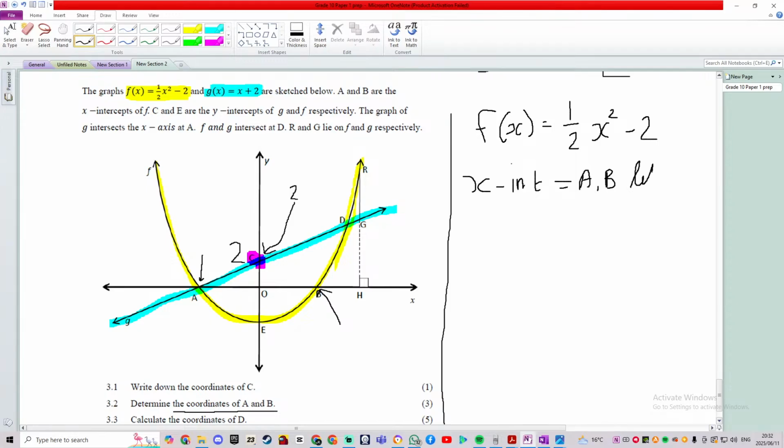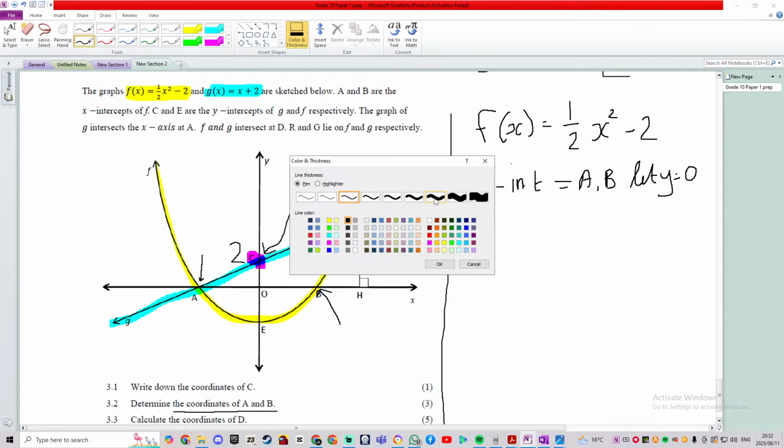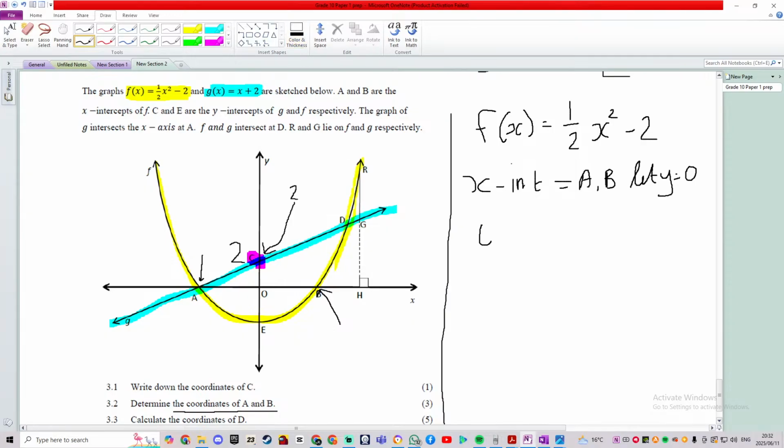we let y equal 0. So then I have 0 equals half x squared minus 2.